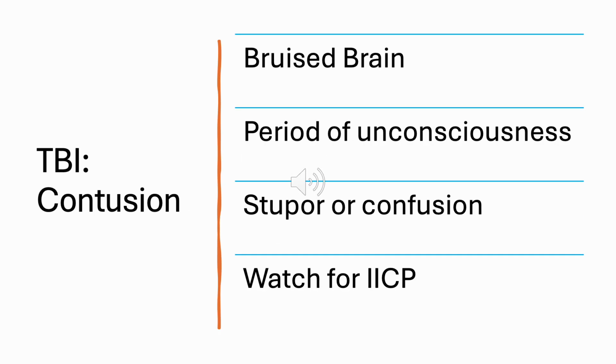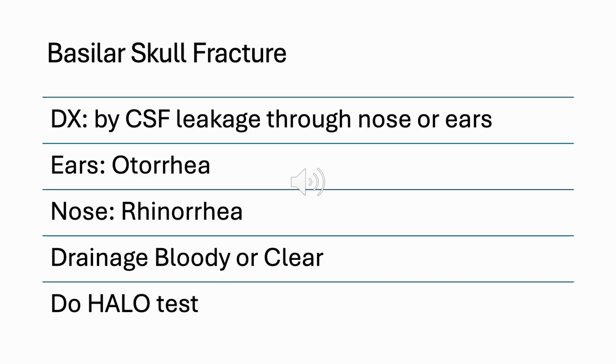So a contusion means a part of the brain is bruised, okay? There's going to be a period of unconsciousness. The patient will have stupor, be confused, so watch out for increased intracranial pressure. A basilar skull fracture can occur during a TBI, and this is not picked up on a CAT scan or an MRI, so you have to use your nursing spidey sense.